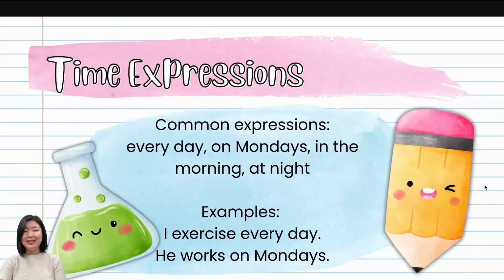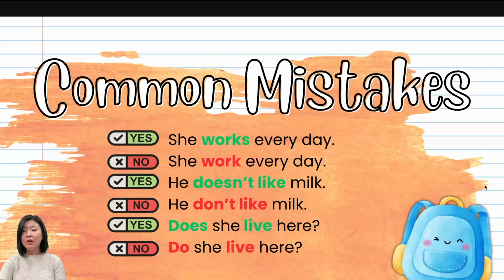Time expressions. Common expressions in simple present are every day, on Mondays, in the morning, or at night. For example, you can say, I exercise every day. He works on Mondays. Here, it shows the repetition. Therefore, you use a simple present. When you use common expressions like every day, on Mondays, in the morning, or at night, it shows a repetition of your daily routines.